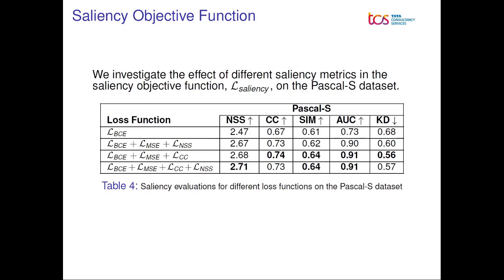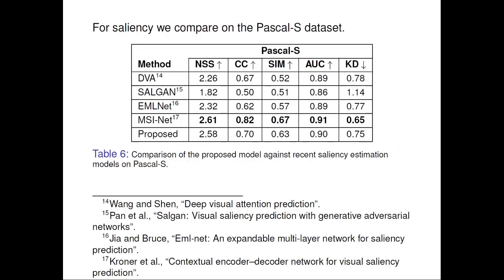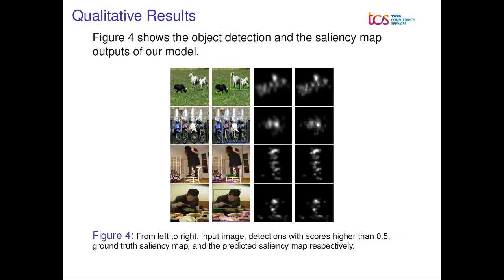We also investigate the effect of different saliency metrics in the saliency objective function, and the results are shown in table 4 for Pascal-S dataset. For object detection, we perform comparison on MS-COCO dataset with one-shot detectors, and the results are shown in table 5. Table 6 consists of recent saliency methods and their comparison against our proposed work on the Pascal-S dataset. Figure 4 shows some of the qualitative results of our model.